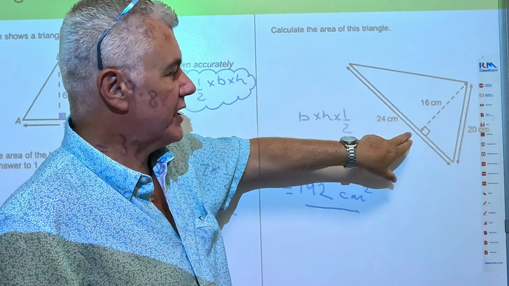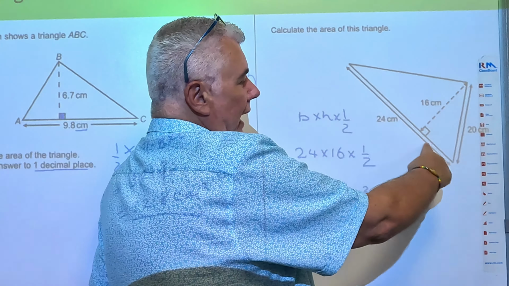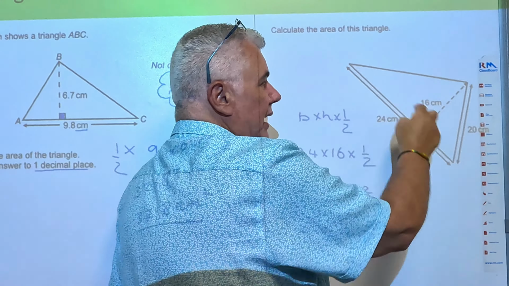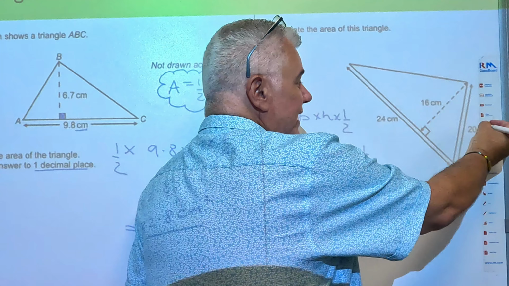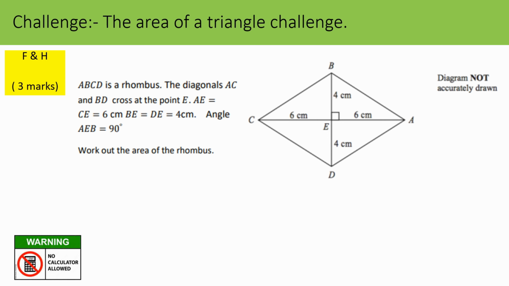So I could have twisted this round to make it easier to see that this was the base, but I always want 2 lines that are perpendicular to each other and it's got to touch both sides of the triangle. So look out for that. They will often put one on that you don't need. I didn't need that 20 in this question at all. It was no help.